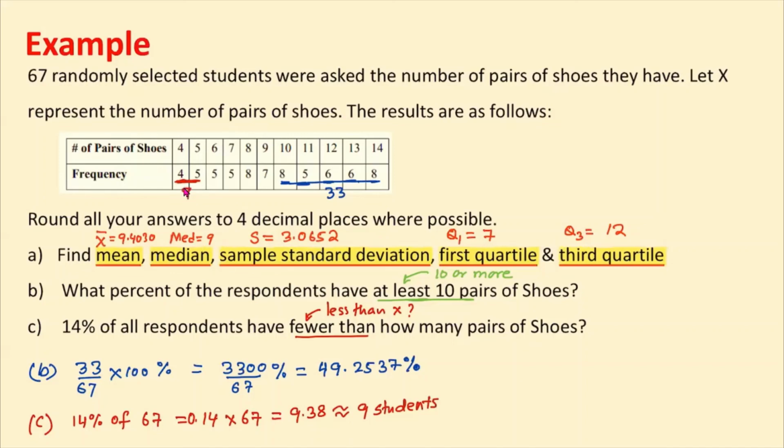You can see that these 9 students have either 4 pairs or 5 pairs. That means that is less than 6. So 9 students will have less than 6 pair of shoes. So this implies they have less than 6 pairs. So 14% of the students have less than 6 pair of shoes.